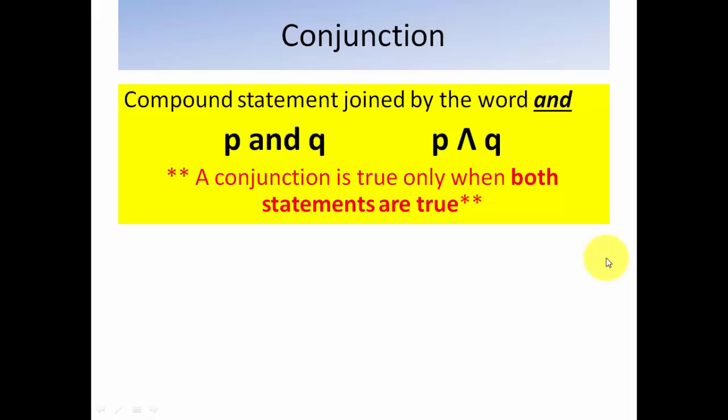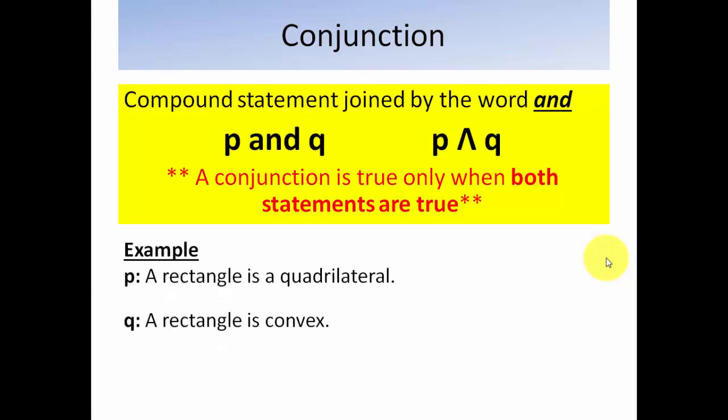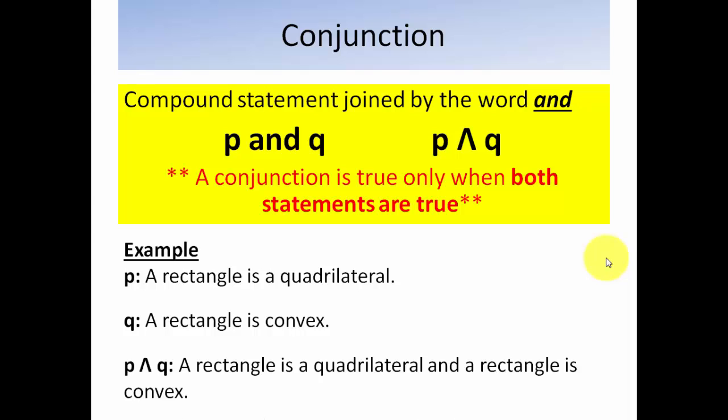So here's our example. A rectangle is a quadrilateral and a rectangle is convex. So our 2 statements, to write the conjunction, all you have to do is put the word and between the 2. A rectangle is a quadrilateral and a rectangle is convex. Now for the truth value, since both of these are true statements, the truth value is true.